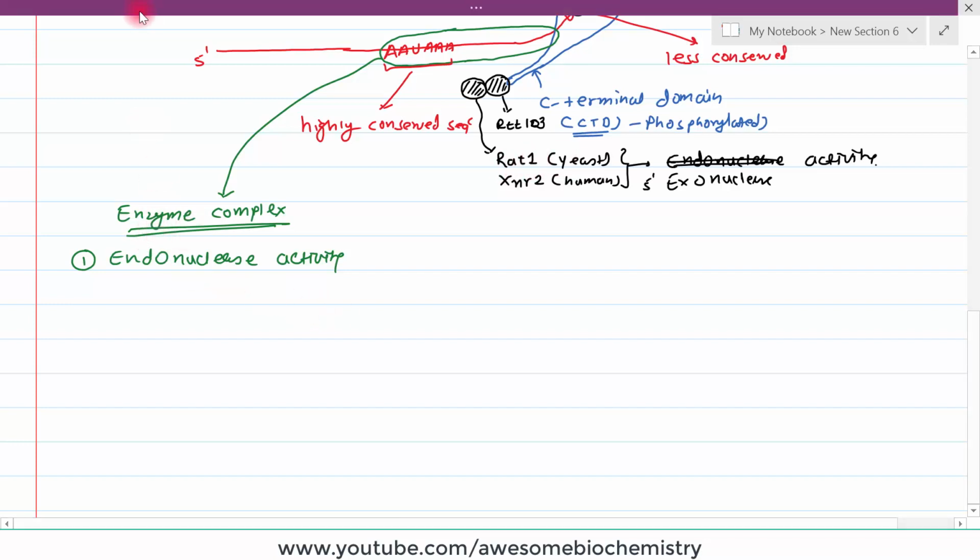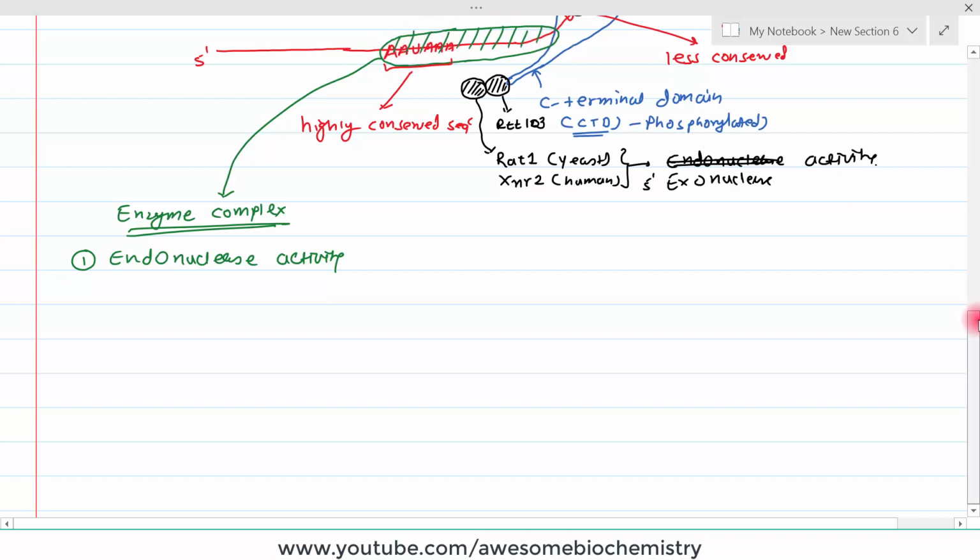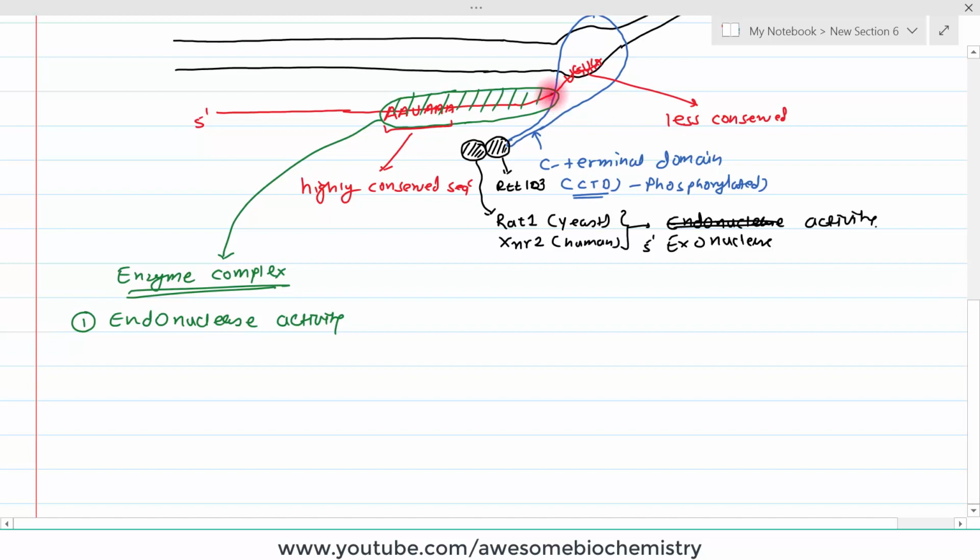Okay, so now let's move this discussion further. This enzyme complex has one activity, that is an endonuclease activity, which is shown over here. This enzyme complex, on one side, is bound with the highly conserved sequence, and on the other side it is bound with this RNA polymerase II. The second enzymatic activity contained in this enzyme complex is the poly-A polymerase activity. And third, this enzyme complex also contains several other proteins.